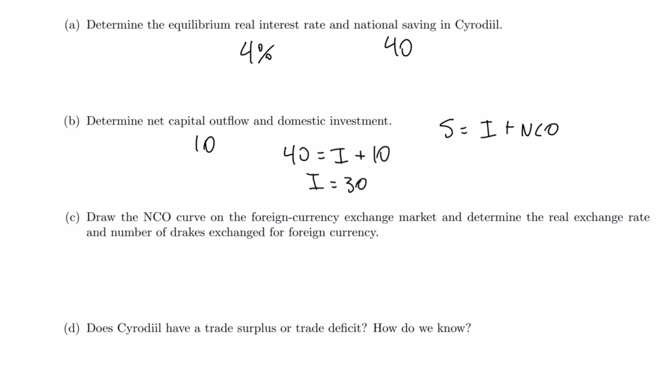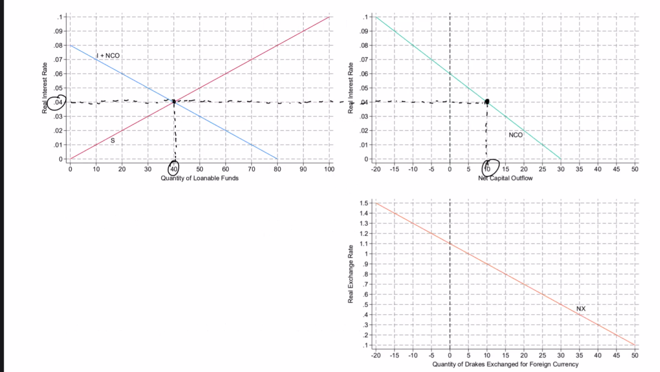Next, we need to use the foreign currency exchange market to determine the real exchange rate between our domestic currency, drakes, and foreign currency. The foreign currency exchange market is the bottom right graph. And the way that we do this is, now that we know that net capital outflow is 10, we're going to draw the net capital outflow curve as a vertical line in this market right here.